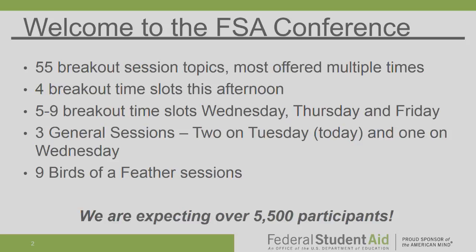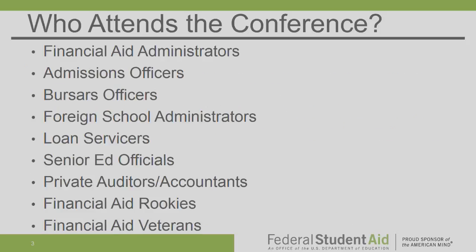There are also 9 birds of a feather sessions that we'll talk about in just a second. That's where you can network with people who work in similar offices or similar colleges or universities or schools that you work at. So you can determine what's working for them, what's not working for them, what challenges they're facing that maybe you can help with. This is a large conference. You can see we're expecting over 5,500 participants, and we're happy to have each one of you here.